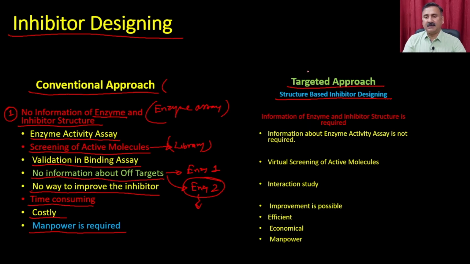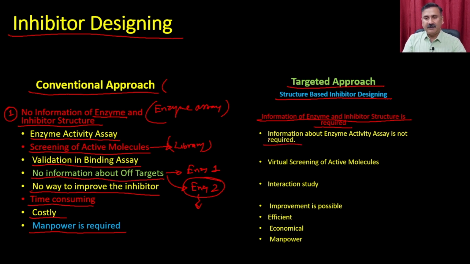Compared to this, in a targeted approach, the information of the enzyme and the inhibitor structure is required, because here you are going to see whether the inhibitor is binding into the active site or not, and all those kinds of information. So information about the enzyme and inhibitor structure is essential if you want to make the targeted approach.